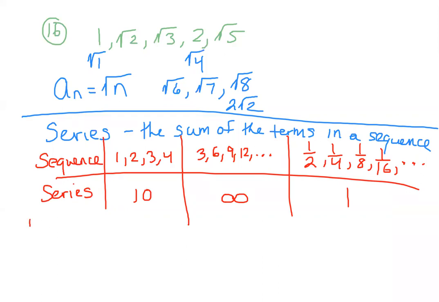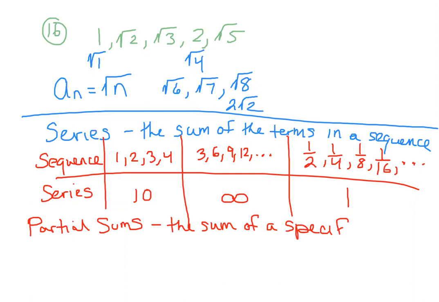Okay, so partial sums is the sum of a specified number of terms. So it's a sum of part of the terms, maybe not all of them, and we're going to call that SN. Just like we call AN, we're going to call it SN. So let's look at example 1. And we have 1, 2, 3, 4, 5.